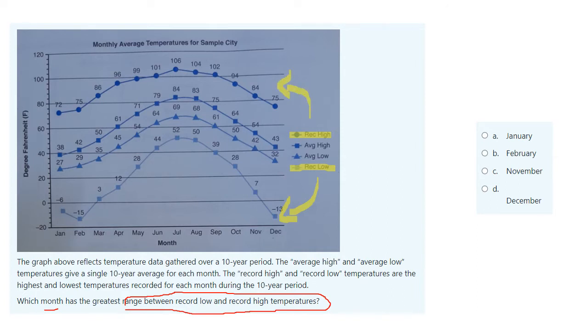We don't need to look at the average temperature in the middle. And we don't need to look at all of the months. We're looking at January, February, November, and December. So, in January, the highest was 72, the lowest was -6. 72 minus -6 gives you a range of 78 for January. For February, the highest was 75 and the lowest was -15. So 75 minus -15 gives you a difference of 90.